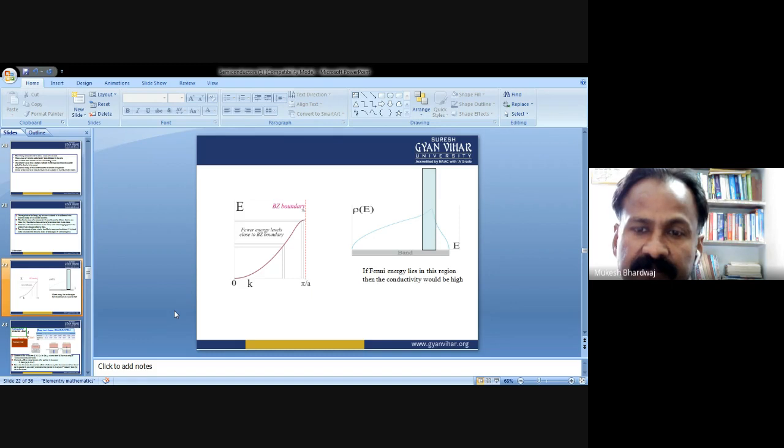You just see the graph. If the Fermi energy level lies in this region, then the conductivity would be high. This is the energy level diagram, and if the Fermi energy level is in this range, then the conductivity will be high.